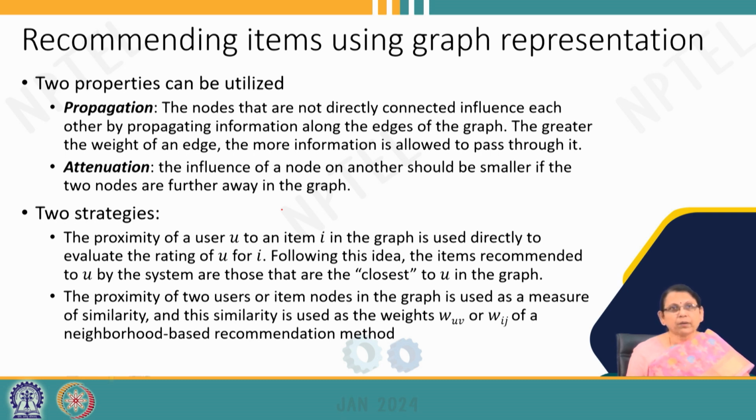Now, the second property is that we have to take care of attenuation. What is attenuation? As the path becomes long, the transitive relationship becomes very weak. Let us say we try finding a similarity value between those two users, it is going to be very small. So, the second property says that.